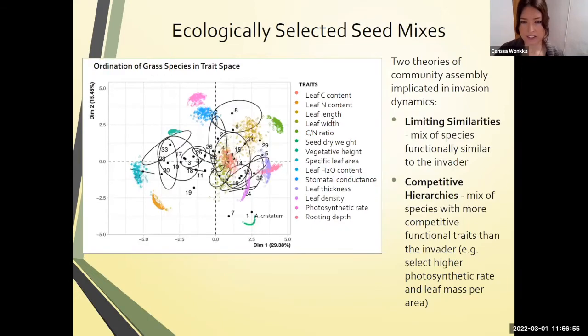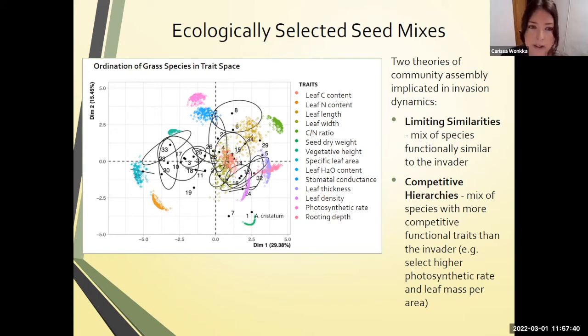And we did that with our crested wheatgrass study. We basically have these two theories of community assembly that have been implicated in invasion dynamics. Limiting similarity has been shown to be really important in some situations. Competitive hierarchies has been shown to be really important in other situations. The theory of limiting similarities is based on principles of competitive exclusion, so it holds that species coexist because of niche differentiation. Given this, a mix of species that are functionally similar to our invasive species would potentially keep it from establishing.